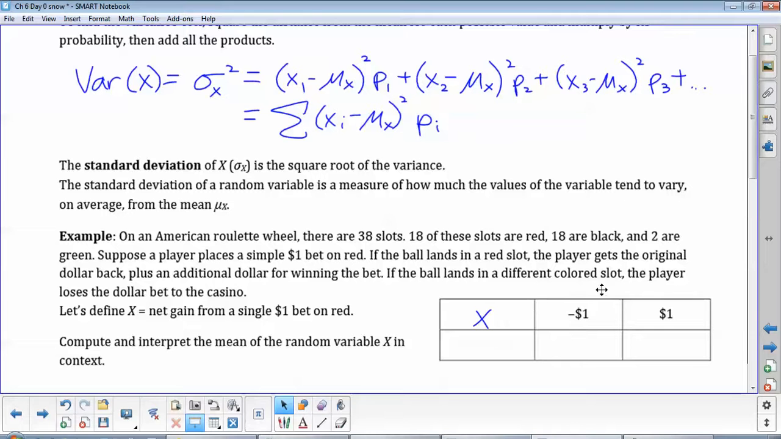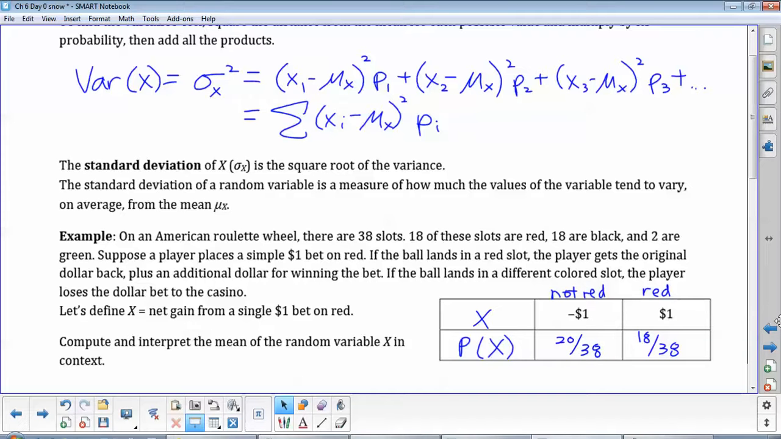I'm going to make a probability distribution over here. So x would be negative $1 or $1, and the negative $1 is if you get something that's not red, and the $1 is if you get something that is red. The probability distribution also has to include the probabilities of each of these outcomes. The probability you get something that's red is going to be 18 out of 38, because there are 18 red slots out of 38 slots. So the probability of getting something that's not red is going to be 20 out of 38.